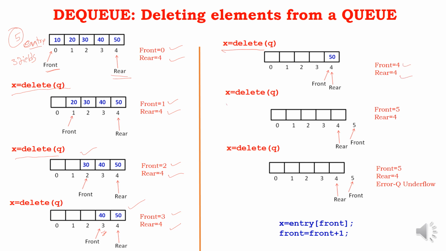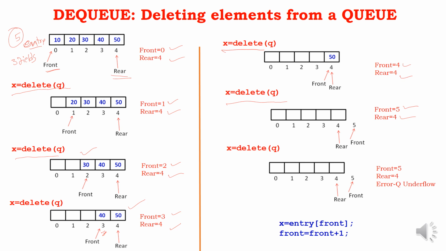Again you wanted to delete one more element. There is only one element. That element is the first element, that element is the last element. See, that element is also removed. Front is increased. Front is 5, rear is 4.